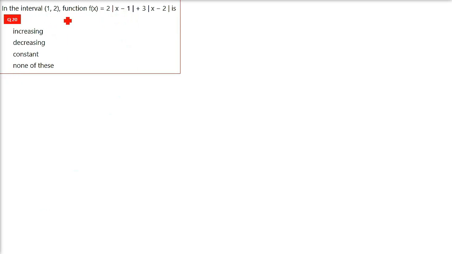So this is how we are going to write. In the interval 1, 2, function f(x) equals to twice of mod x minus 1 plus 3 mod x minus 2. This x minus 1 and x minus 2 are in modulus. So we are talking about the interval which is 1 and 2. First of all, mod x is x when x is greater than 0. It is negative x when x is less than 0.